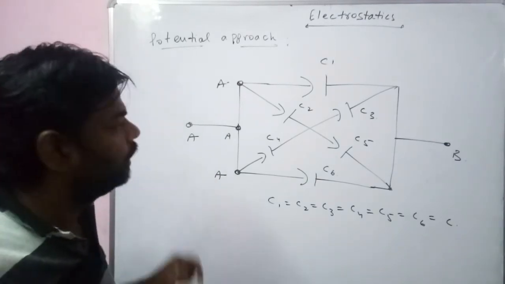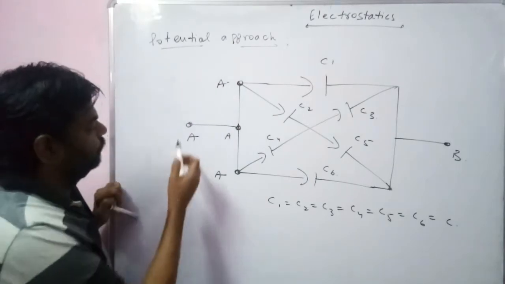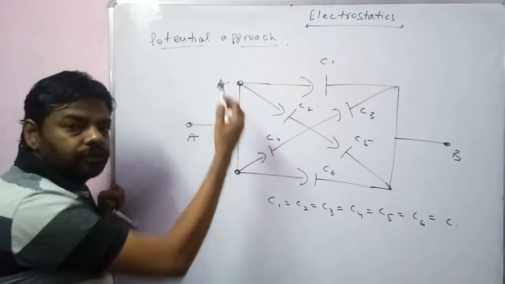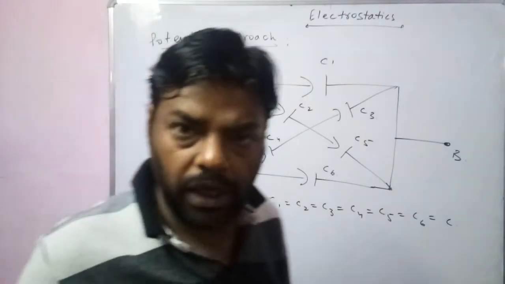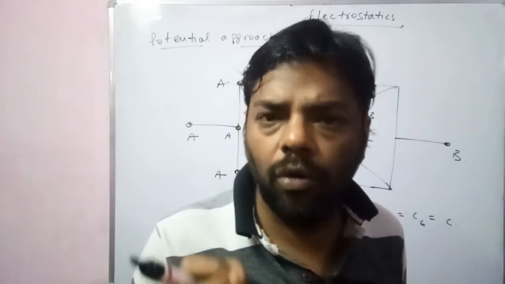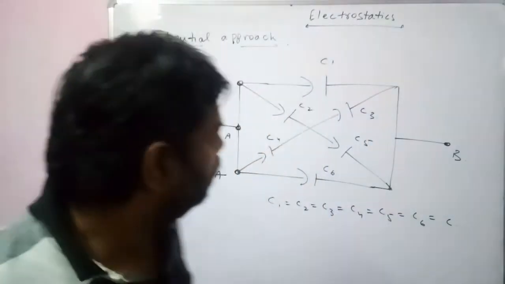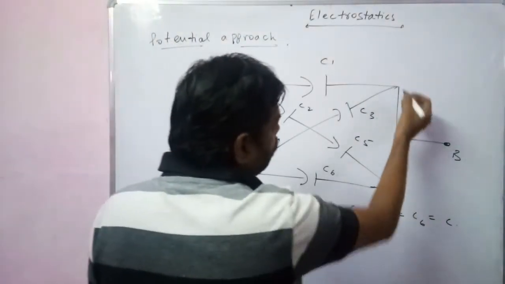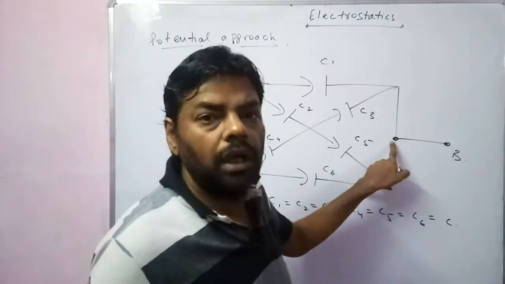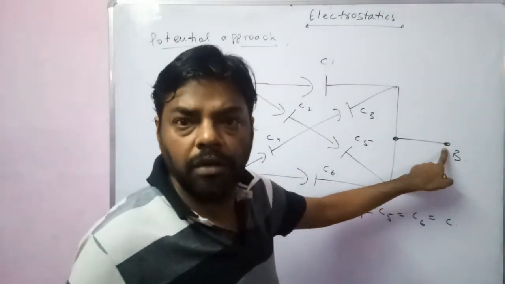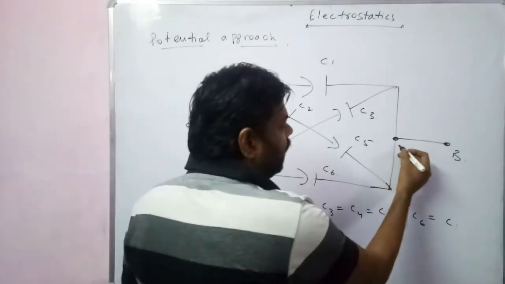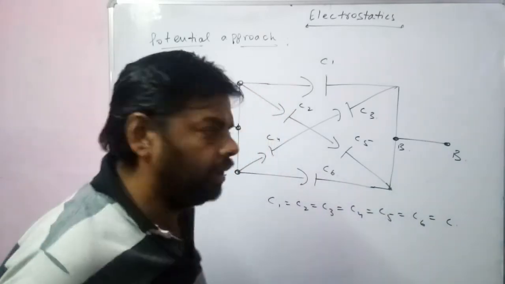Clear? Now, take a look. This terminal, this terminal, this terminal, this terminal. All the terminals which are marked by A are at the same potential. Why? Because they are connected by a wire. Now, here suppose we are talking about this terminal. This terminal and this terminal are again connected by the wire. I am giving it the name, say B.